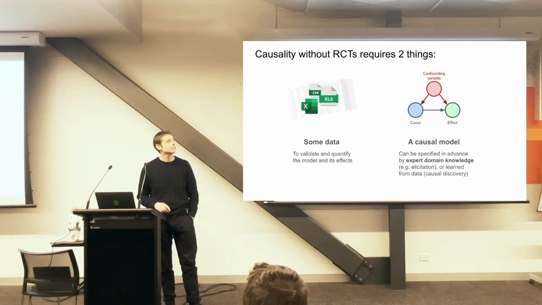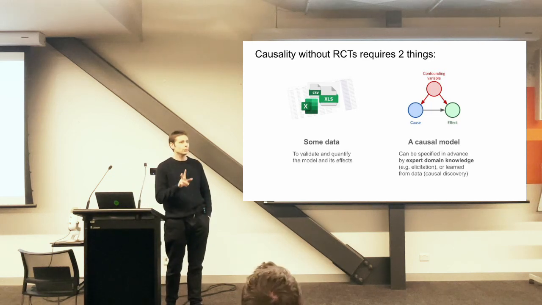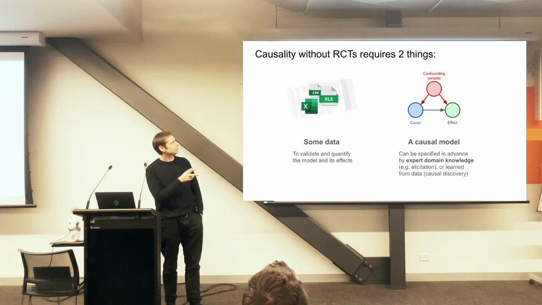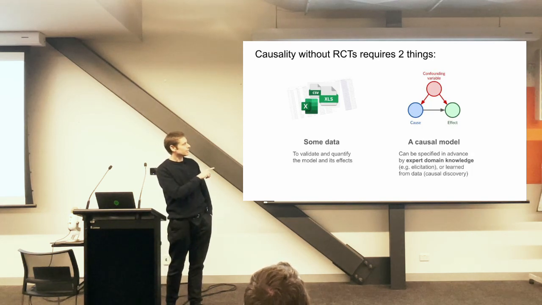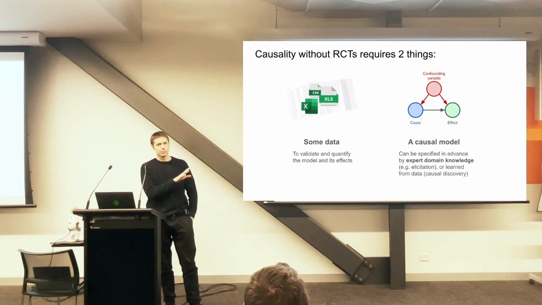And the answer is yes. Basically, to do causal AI without a randomised controlled trial, you need two things. You need some data, and you need a causal model. And there's many different types of causal model, and we're going to talk about a few of them tonight. Some of the other speakers are going to cover a lot more sophisticated models.